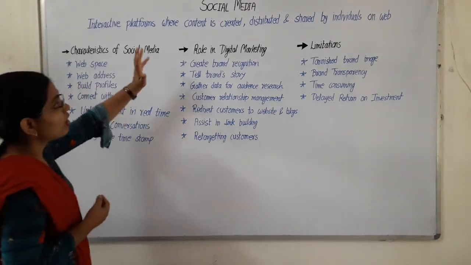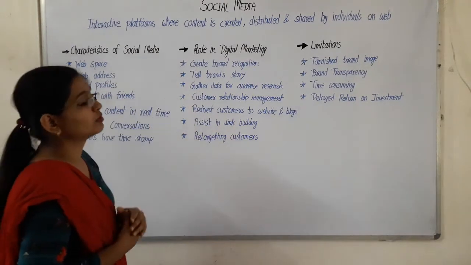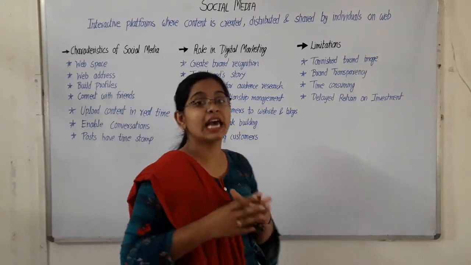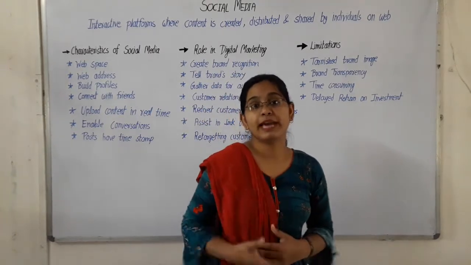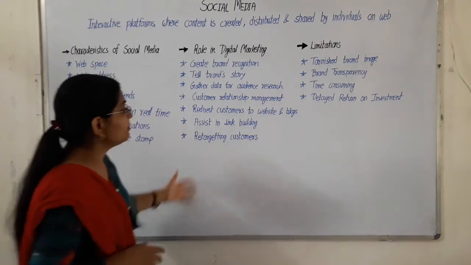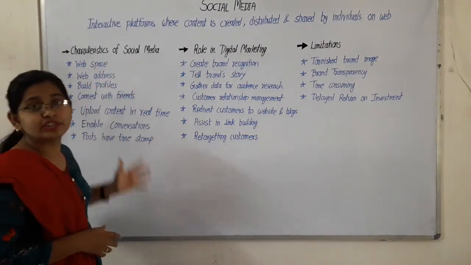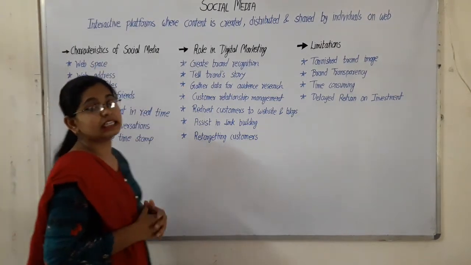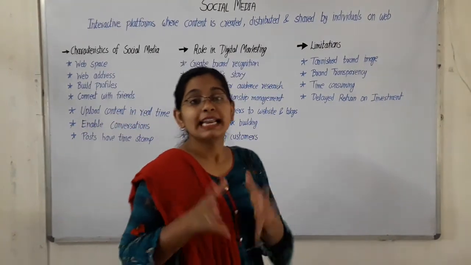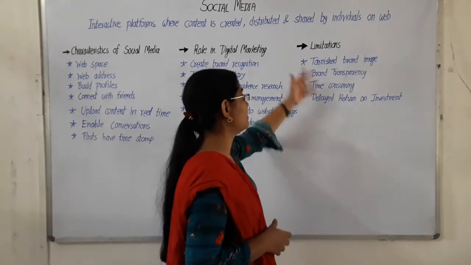So these are all the different roles of social media and social media platforms, which help to make digital marketing more effective. Now, with the importance and the beautiful features, there are certain limitations of different social media platforms. Let's discuss these limitations one by one.